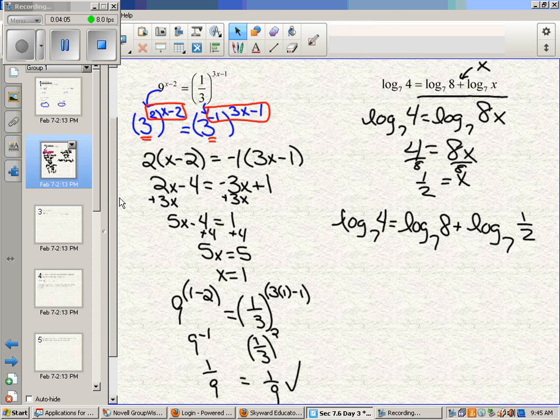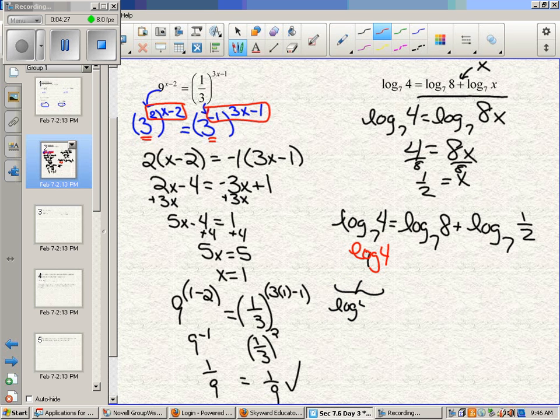How do I type that into my calculator? Change base. Log 4 divided by log 7. Okay, so you have to do the change base multiple times throughout that phrase, because it's got log 8 divided by log 7, log 1/2 divided by log 7.